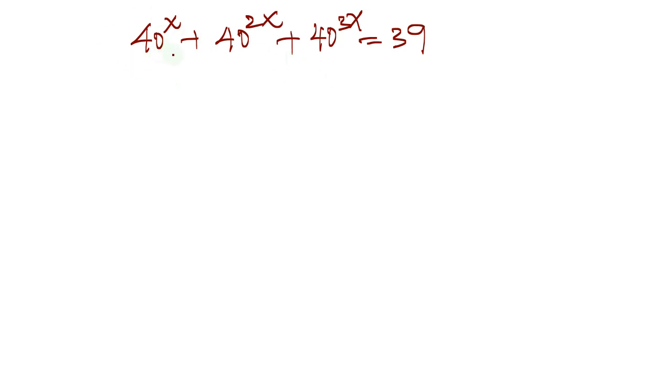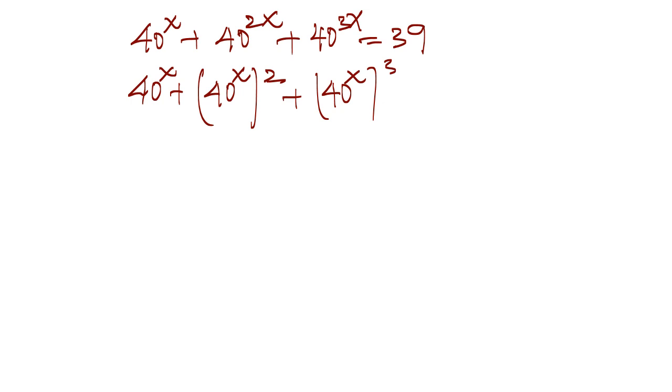So let's get started. First of all, you see I have x here, 2x and 3x. This is important to observe because I'm going to write this as 40 to the x plus 40 to the x, and I'm going to say this is to the power of 2, and then plus 40 to the x, and I'm going to say this is to the power of 3.